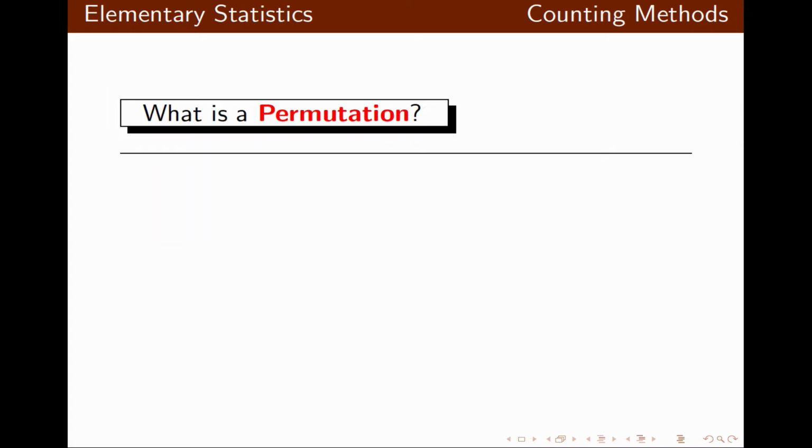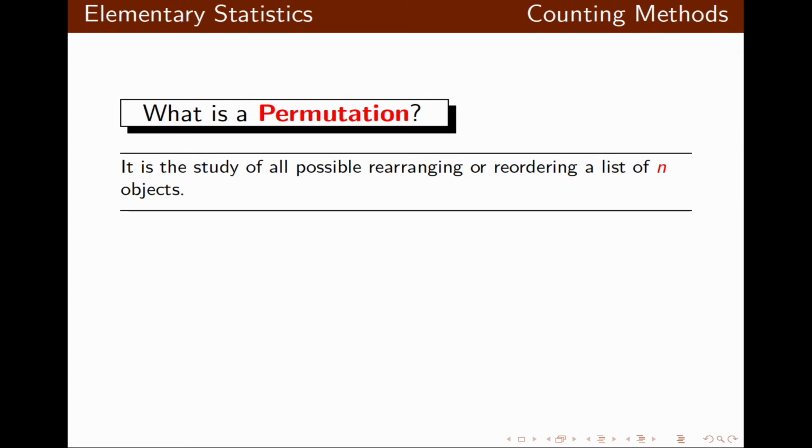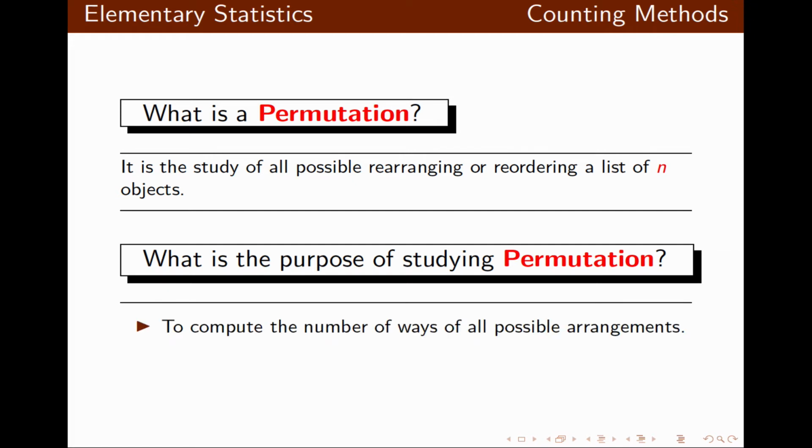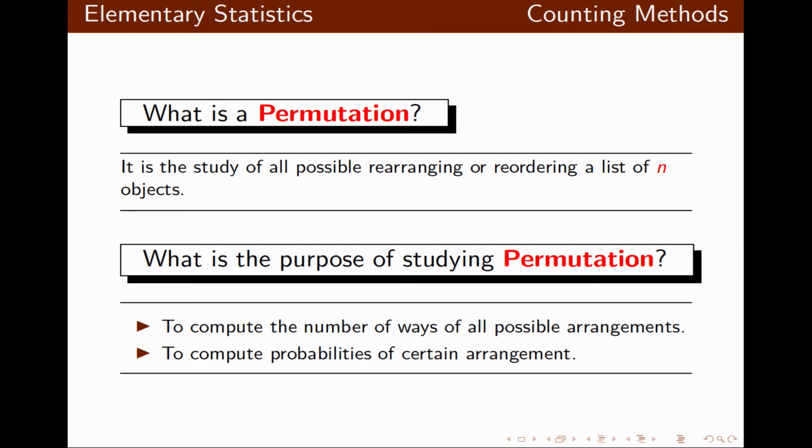Now let's take a look at permutation. Permutation is the study of all possible rearranging or reordering a list of n objects. So the purpose of studying permutation is to compute the number of ways of all possible arrangements, and then to compute probabilities for certain arrangements.